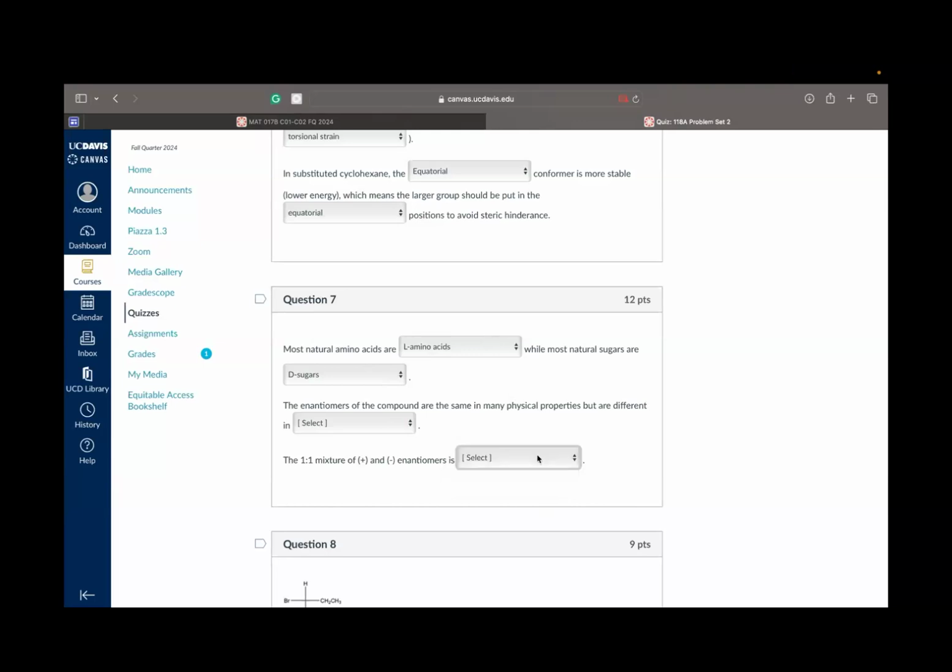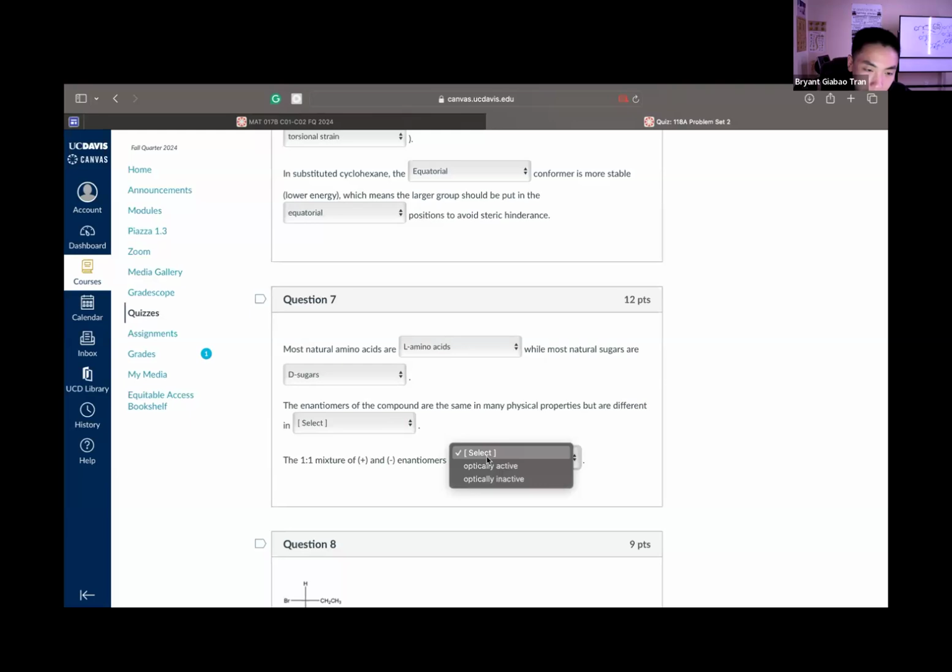And for this one, the mixture of positive and negative enantiomers. Yep, one enantiomer will rotate light in the clockwise or positive direction, and the other in the counterclockwise or negative direction. So one enantiomer itself, if you just focus on that one and ignore the solution and the other enantiomer, is optically active if it can rotate plane polarized light in a direction, clockwise or counterclockwise.